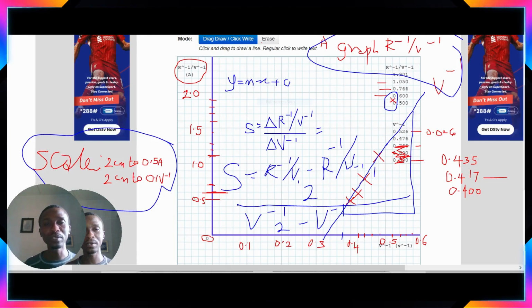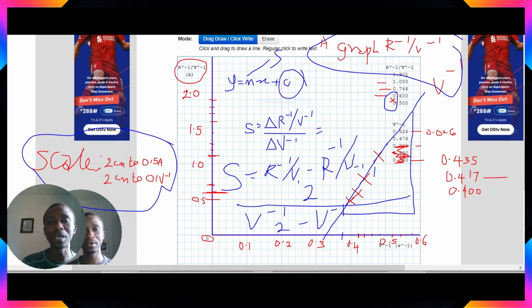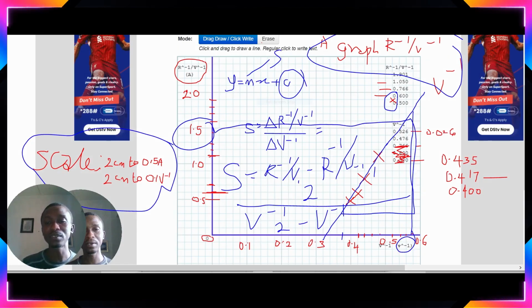So this m is actually your slope. The value you get in your slope, you substitute it here. Don't forget, this is what you are looking for, which is the intercept c. Then you pick any value on y. Let's assume that we pick 1.5 on y. Then you pick the corresponding value on x. So that's how to get your intercept.